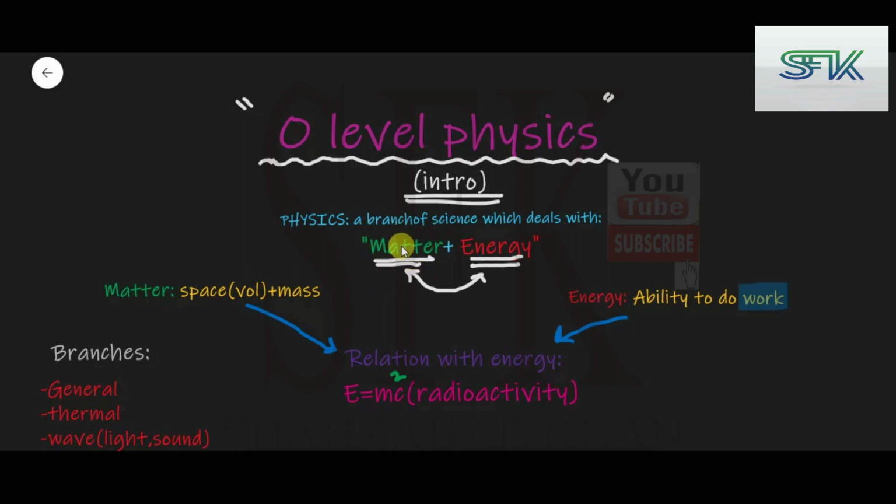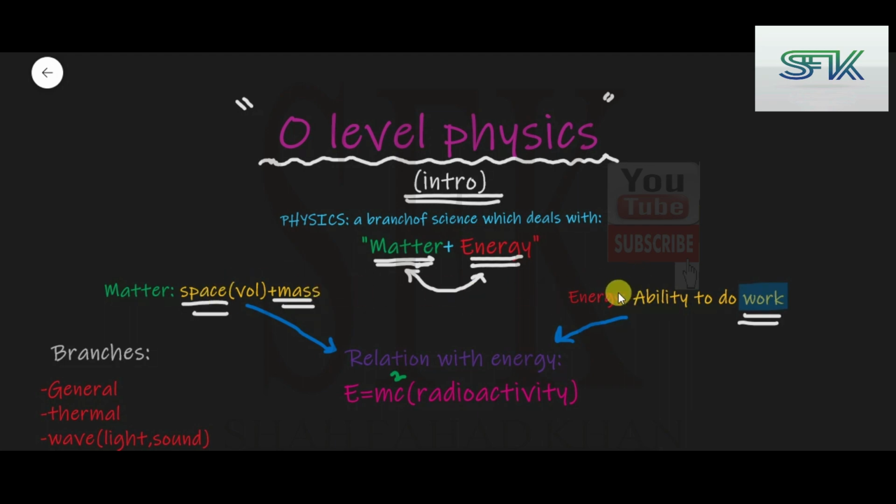Matter is any substance, or rather any body, that occupies space. In other words, it has volume and it has some mass. Any body which has these two properties is considered matter, whereas energy is defined as the ability to do work. These are the basic definitions of matter and energy.